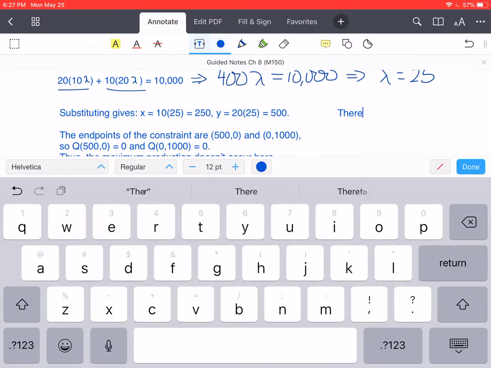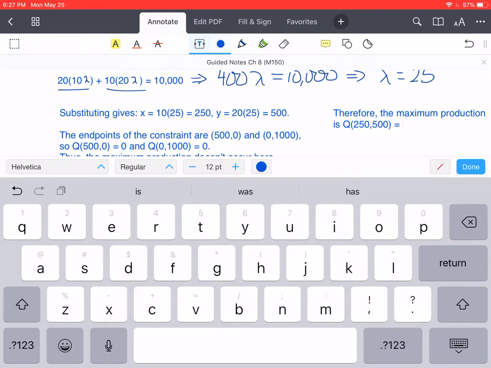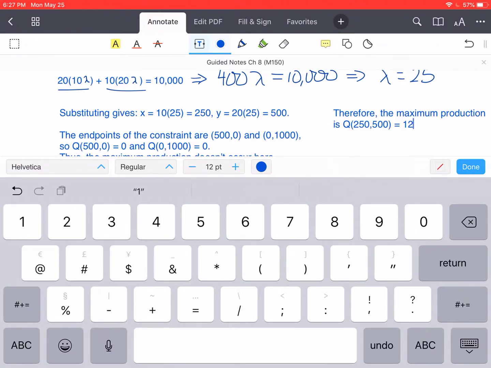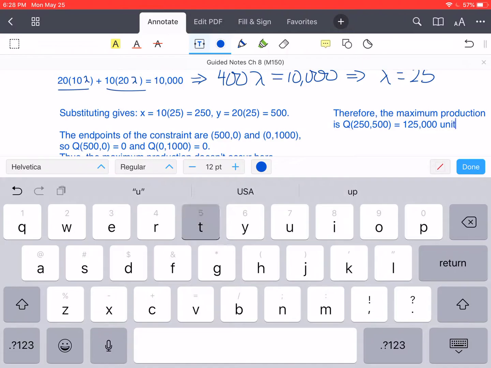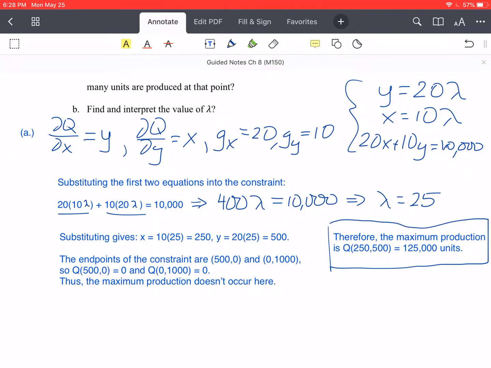Okay, so therefore, the maximum production is q of 250, 500, which if you plug those in, it's just 250 times 500. That is 125,000 units. Okay, so our maximum production is 125,000 units, and that occurs when getting 250 units of x and 500 units of y.